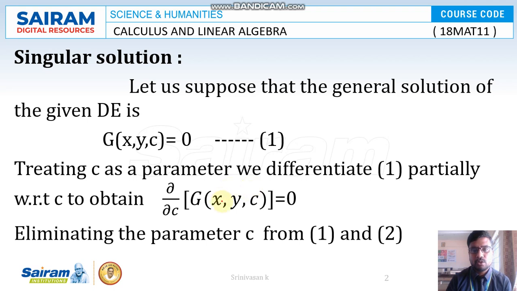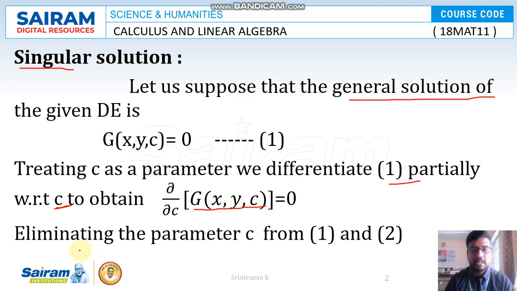Before going to solve the Clairaut's form, first you have to understand what a singular solution is and what a general solution is. Let us suppose the general solution of the given differential equation is g of x, y, c equal to 0, treating c as a parameter. We differentiate equation 1 partially with respect to c to obtain dou by dou c of g of x, y, c equal to 0. This is a function of x, y equal to 0.